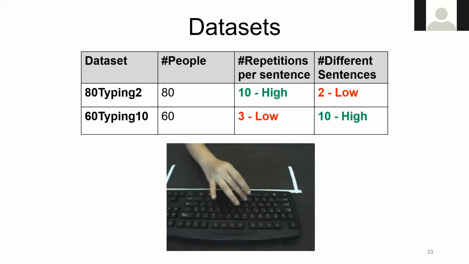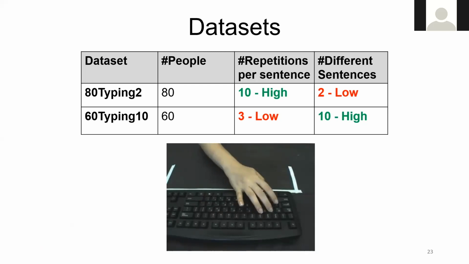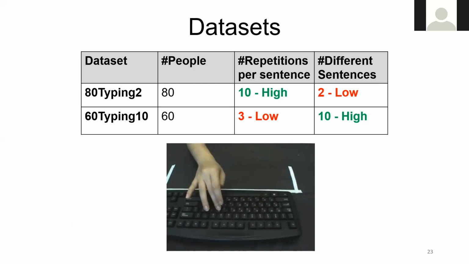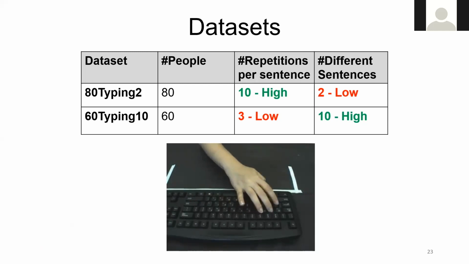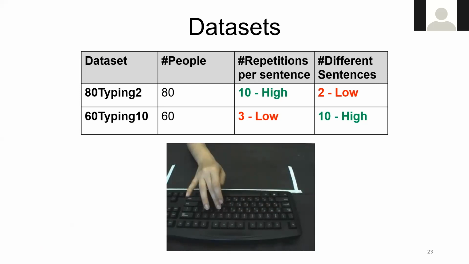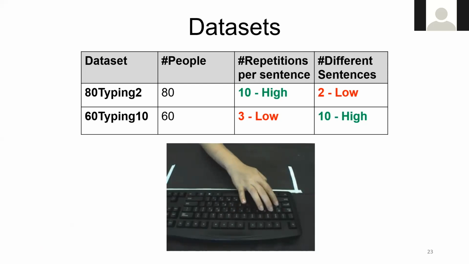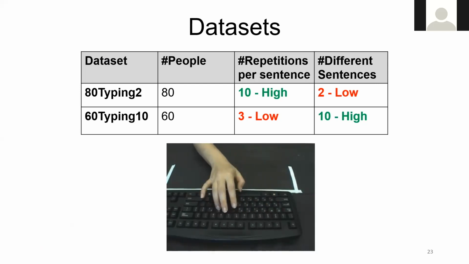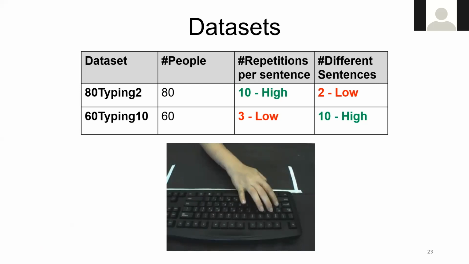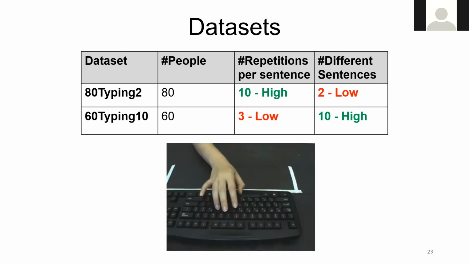Since there is no benchmark and no dataset for this task, we created two datasets. The first dataset, named 80 typing 2, contains 80 persons, each typed 2 sentences 10 times. This dataset is suitable for re-identification tasks as it consists of a low variety of different motion patterns and a large variation within these patterns. The second dataset, named 60 typing 10, contains 60 persons, who typed 10 sentences 3 times. This dataset is aimed at classification on new unseen sentences.